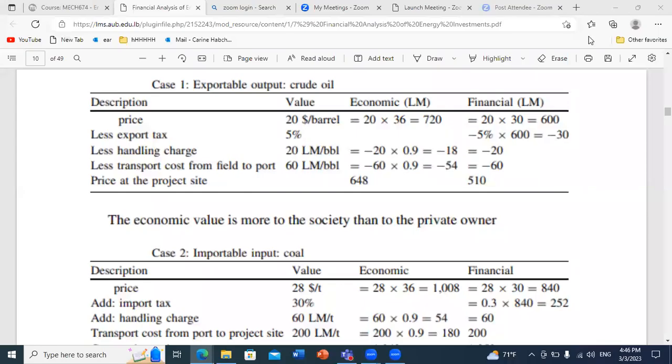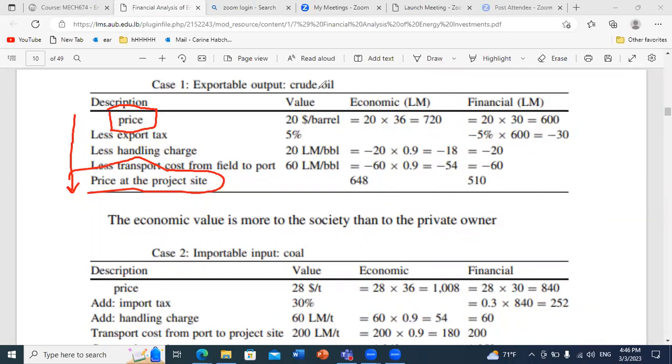Okay, so we were discussing the costs that we should take into consideration in economic and financial analysis. Here, the question was to determine the price at the project site because we are exporting an output. If we know the final price, when we want to go to the price at the project site, we should deduce the different costs, since all of the other costs will be added to the price at the project site.